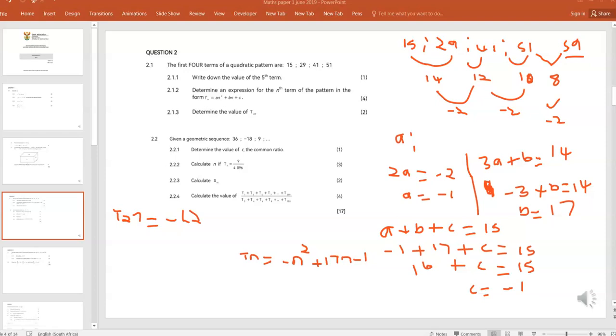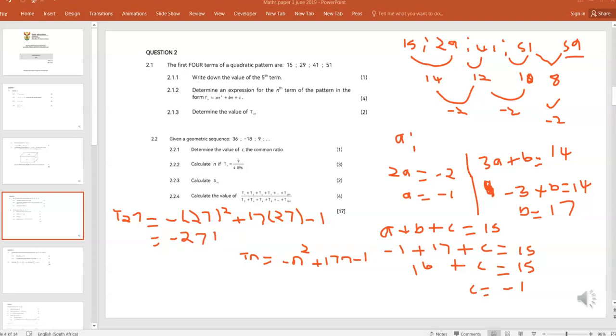27 squared. The whole thing was negative n squared plus 17n minus 1, and again where we see n we're gonna put 27, then minus 1. So now you put the whole thing in the calculator and see how much that would give us. So the negative 27 squared, then plus 17 times 27 minus 1. It's a huge negative number. It's negative 217 271. That'll be your T27.